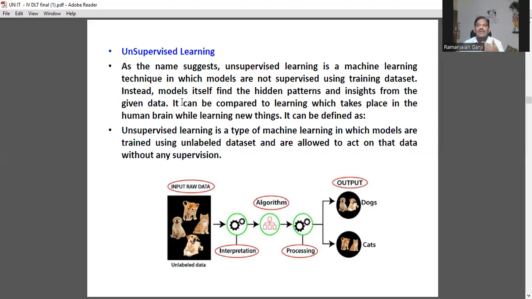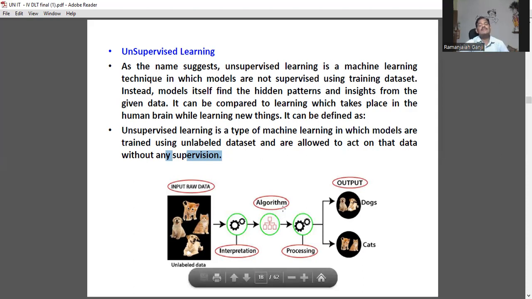If you are going to learn, already existing information may be retrieved and verified, which is said to be supervised because everything is labeled. Whereas if you're going to learn a new thing, we don't have any existing known elements. Unsupervised learning is a type of machine learning in which models are trained using an unlabeled data set and they are allowed to act on the data without any supervision. See this, we have unlabeled data, we don't know anything.